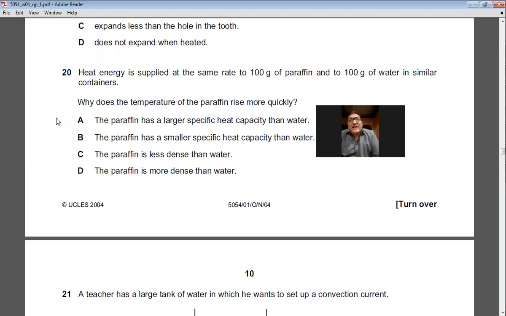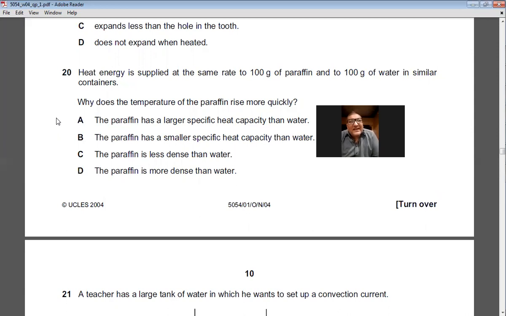Heat energy is supplied at the same rate to 200 grams of paraffin and 200 grams of water in similar containers. Why does the temperature of the paraffin rise more quickly? The temperature rise depends upon the amount of heat, the mass, and also the specific heat capacity. If everything is the same between the paraffin and the water, but the rise in temperature in the paraffin is quicker, it means that the specific heat capacity of the paraffin is lower compared to water.